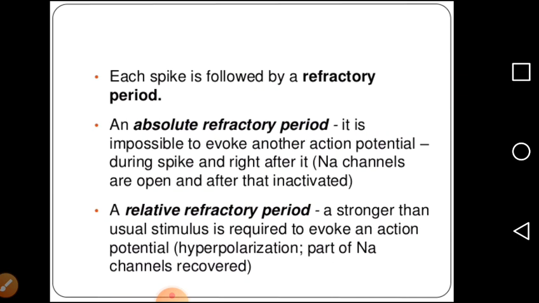Each spike is followed by a refractory period. Okay, so there are basically two refractory periods: an absolute refractory period and a relative refractory period. In the absolute refractory period, it is impossible to evoke another action potential during the spike and right after it. No type of stimulus can cause another action potential in the absolute refractory period. Then there comes a relative refractory period, in which a stronger than usual stimulus is required to evoke an action potential. It means that if a stronger stimulus comes, it might start an action potential.